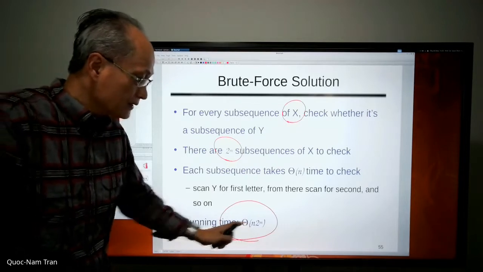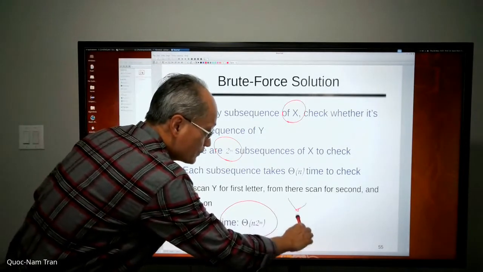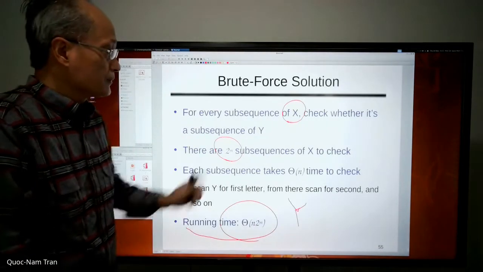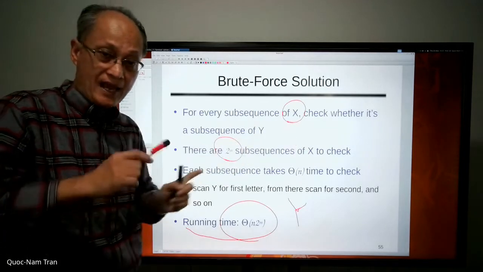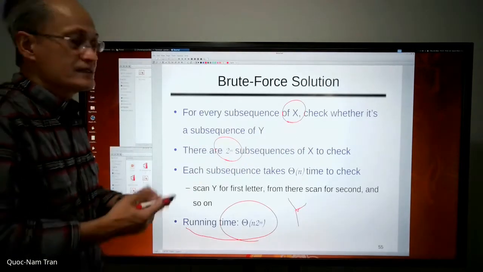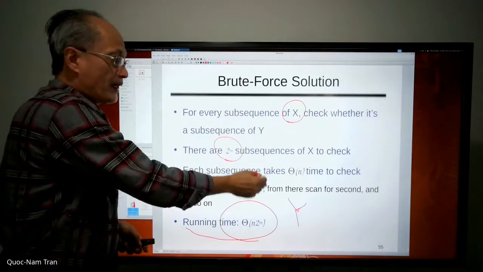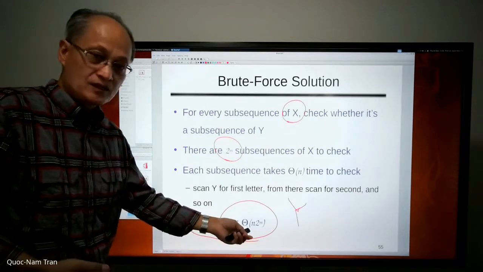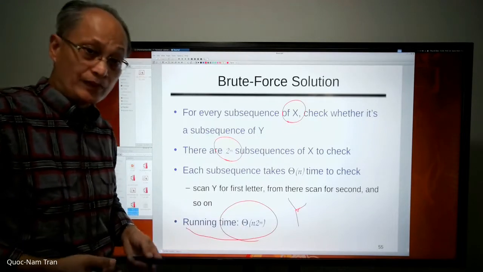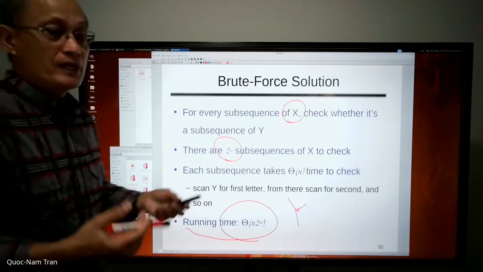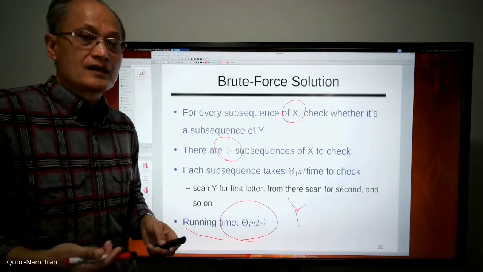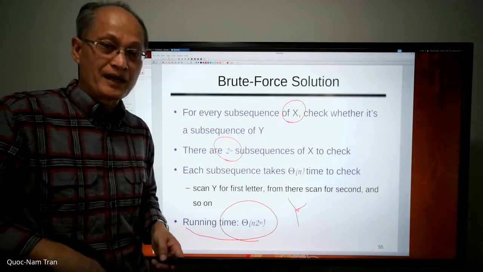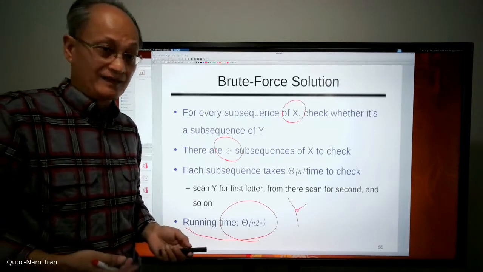N is the number of elements we have in Y, and 2 to the power of m is all of the subsequences of X, where X has m elements. In general, we can assume that both X and Y have length n. Then we have n times 2 to the power of n, which is still exponential. But as we know, exhaustive search is the worst algorithm we can design, and in fact nobody wants an algorithm or a solution like that.